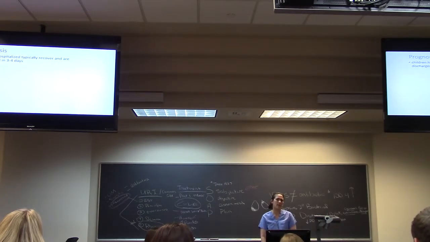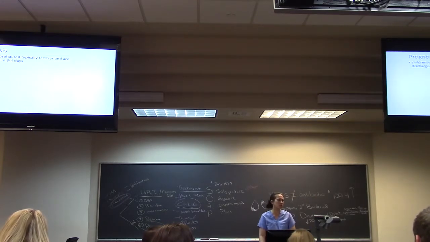Prognosis, kiddos usually get over RSV very quickly. I tell parents that usually a week, at least a week of coughing, runny nose, not wanting to sleep, not eating as much, fevers back and forth.